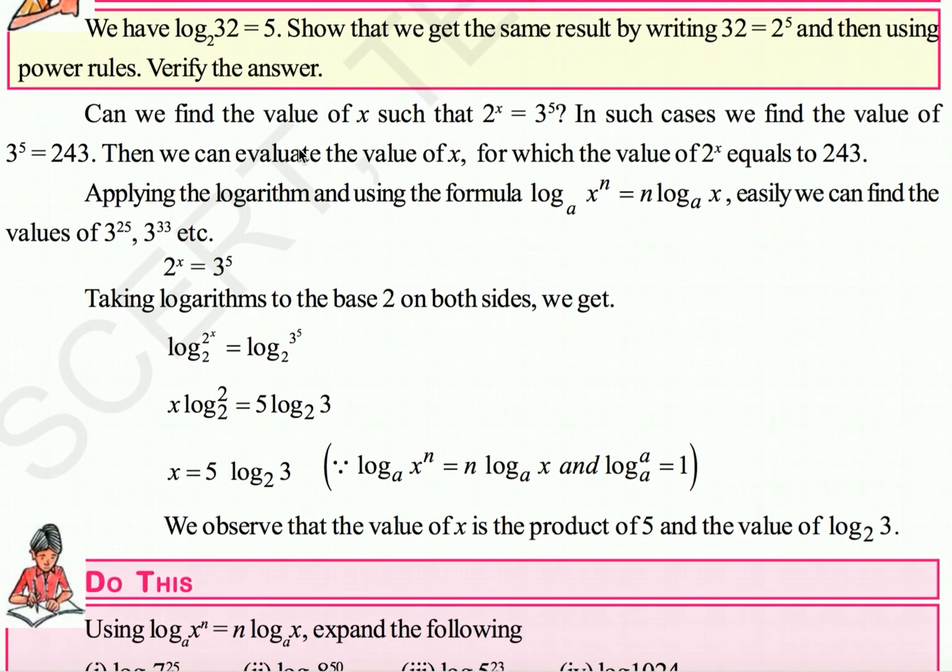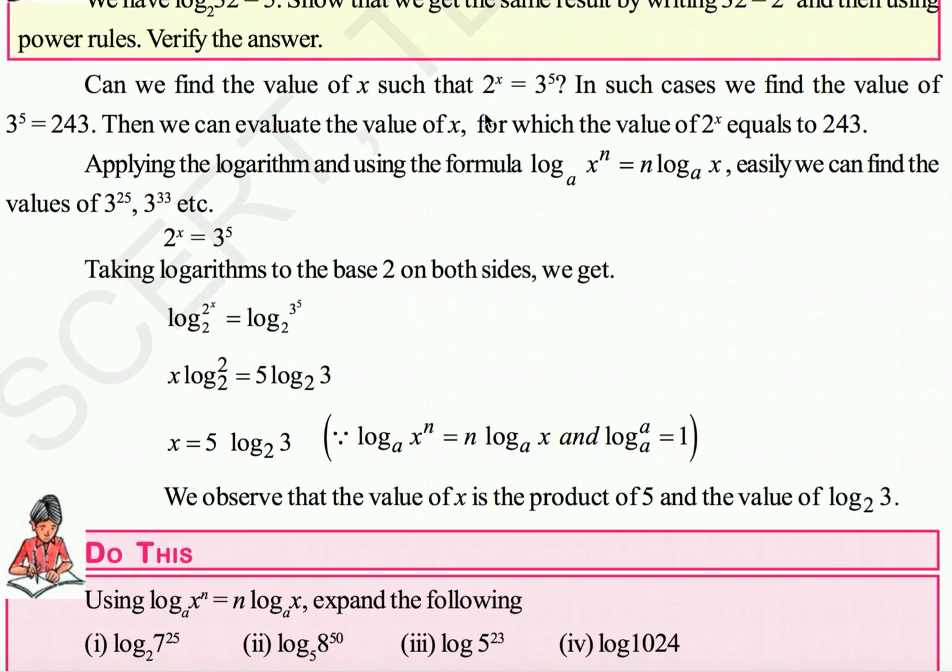Verify the answer. Can we find the value of x such that 2 power x equals 3 power 5? In such cases, we find that 3 power 5 equals 243. Then we can evaluate the value of x for which 2 power x equals 243. Applying the logarithm using the formula log x power n base a equals n log x base a, easily we can find such values.